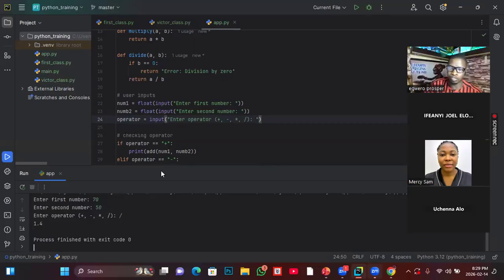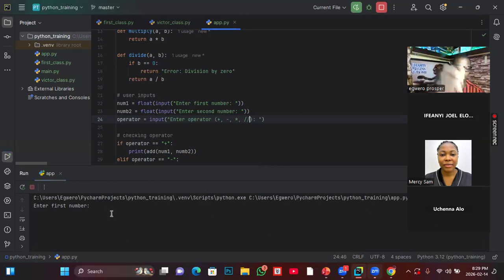If I want to convert it to integer, then all I have to do, at this point of defining the operator, is to put 2 there. So you cannot just call it without acknowledging it here. So if I go back and run the code now, let's say I want to take that division again, since we have changed it to modulus. So let's say 70, first number, 50, second number, then I will now type 2 of it.